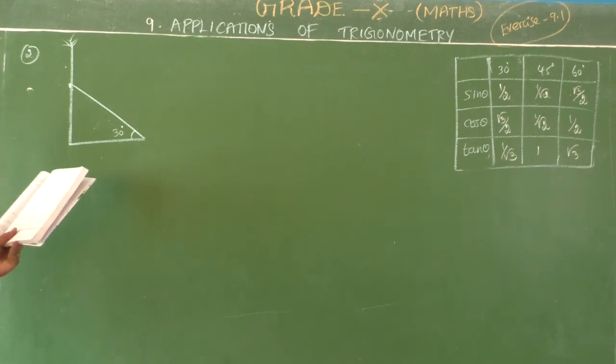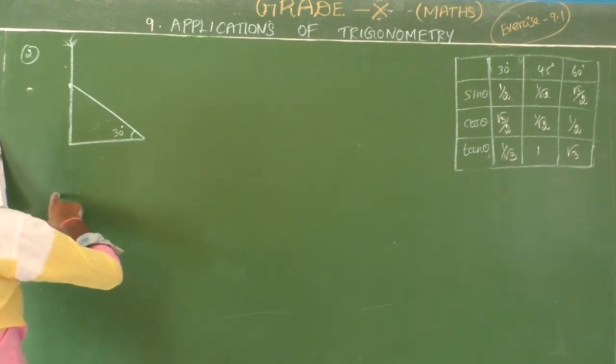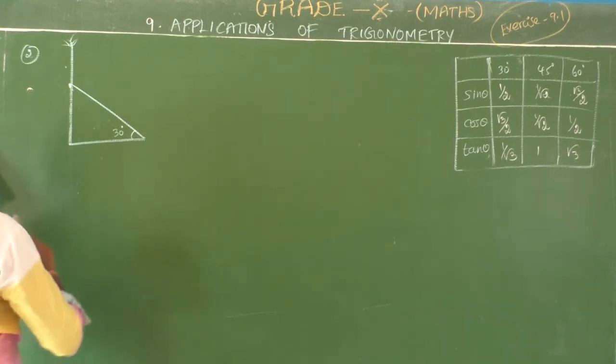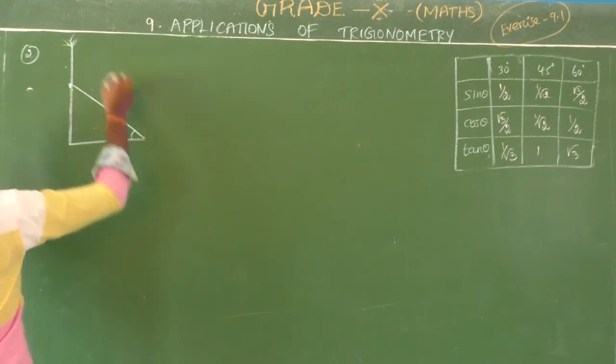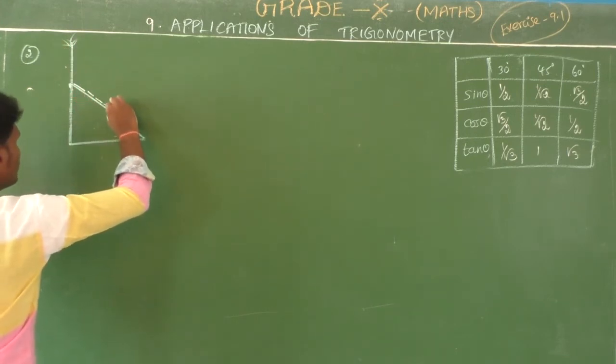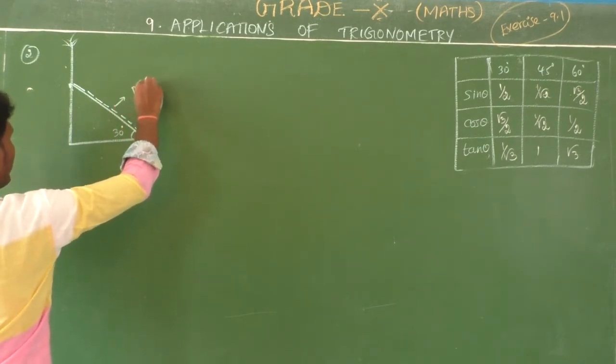With it, the distance between the foot of the tree and the point where the top of the tree touches the ground is what? The top touches like this only. So this is your broken part. This is your broken part.